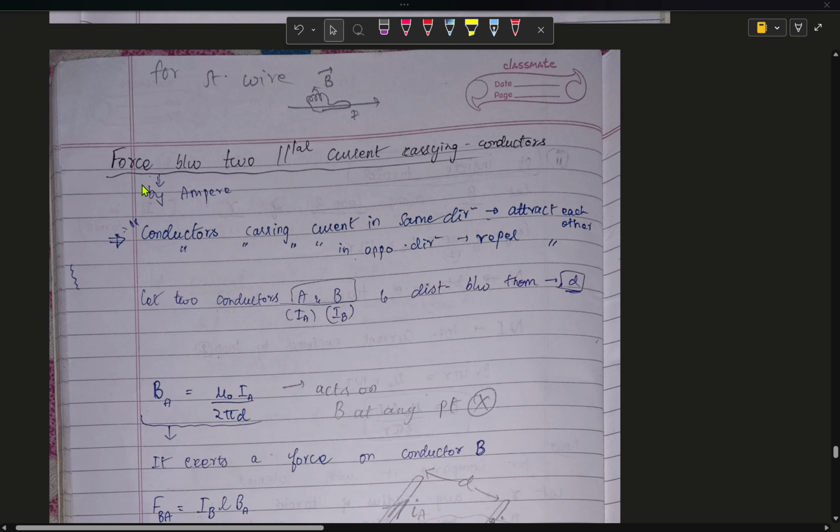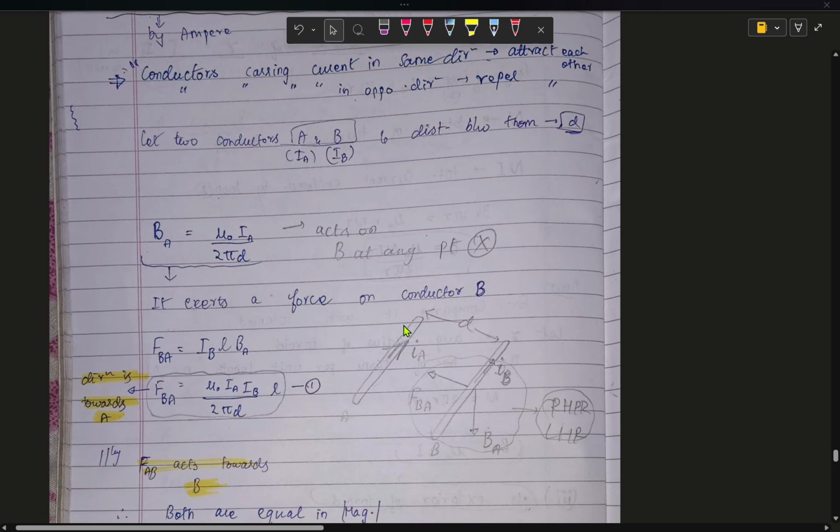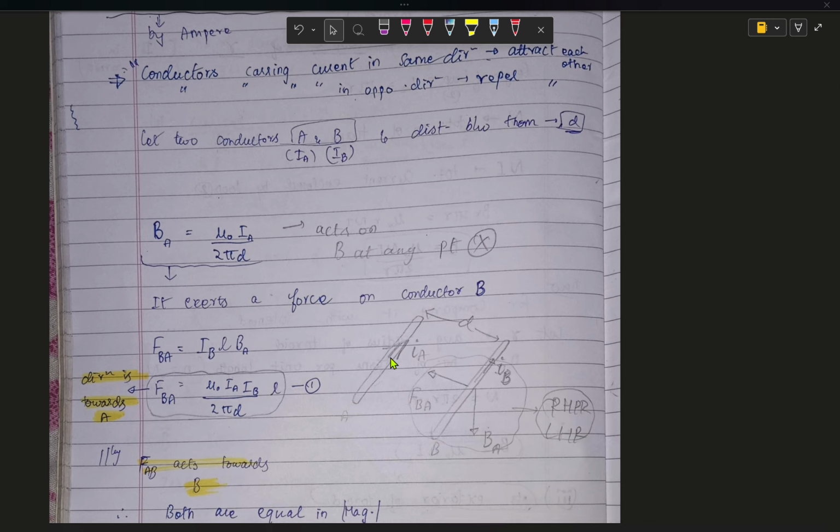So now let's next see another important and interesting thing: force between two parallel current carrying conductors. Let's say you have one conductor and another conductor. Just imagine one conductor which has a current, let's say I_A, the conductor name is A, and another conductor, say B, which also has a current flowing through it, I_B.